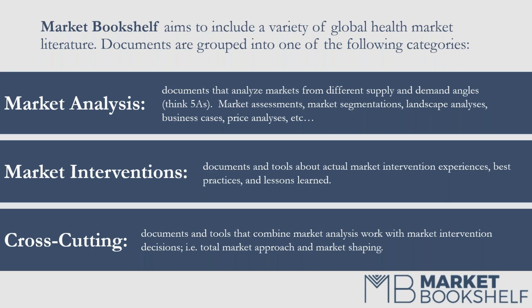We ultimately organized our thinking in terms of documents to go through essentially the work order or process. First, the idea of market analysis. We have documents that analyze markets from these various supply and demand perspectives, thinking in terms of the 5 A's from the market shaping primer developed by USAID along with multiple partners: access, affordability, availability, etc. In this type of document group, you'll find things that we all routinely think of in terms of market segmentation, landscape analyses, and so on.